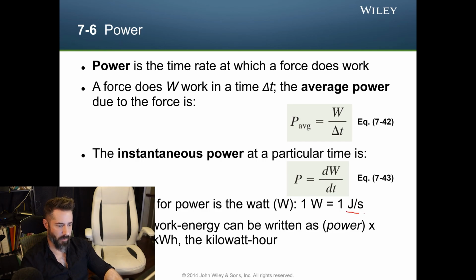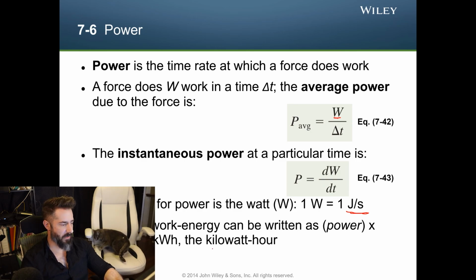So that's what we're saying here. You have joules per second. That is power. And this is measured in watts, not to be confused with work. So this is work, but power, the unit of power, is in watts. So don't get these W's confused. They're different W's.